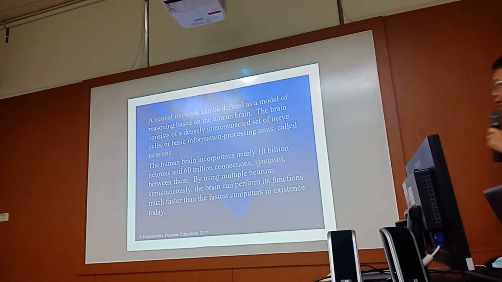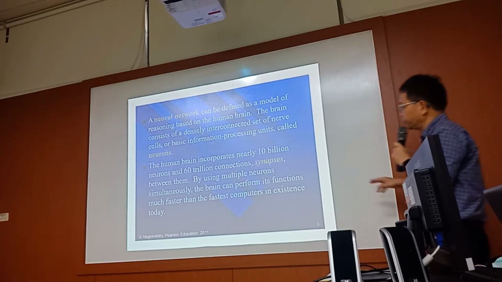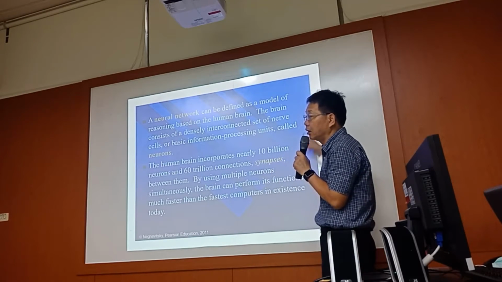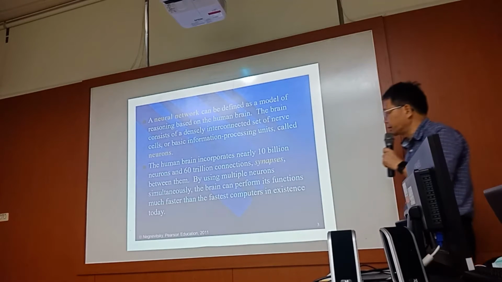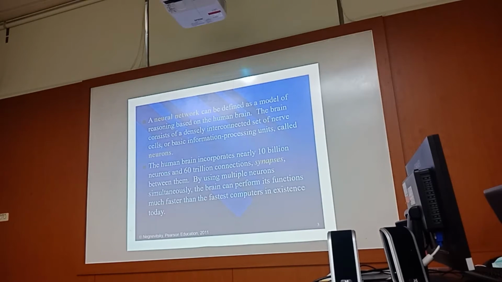So the human brain incorporates nearly 10 billion neurons and 60 tera connections, on the order of 30 T, between them. That is like a wave, a neural network like a wave, and then our brain operates.